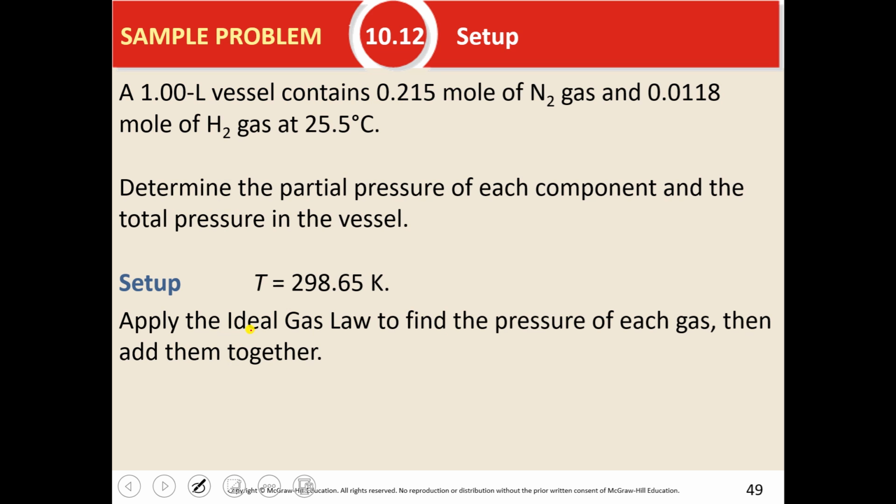So for example, if we have a 1 liter vessel that contains 0.215 moles of N2 gas and 0.0118 moles of H2 gas at 25.5 degrees Celsius, determine the partial pressure of each component and the total pressure of the vessel. So what we know is that the temperature is 298.65. That's literally taking the 25.5 degrees Celsius and adding 273.15 to it, and then applying the ideal gas law to find the pressure of each gas, then simply adding them together.